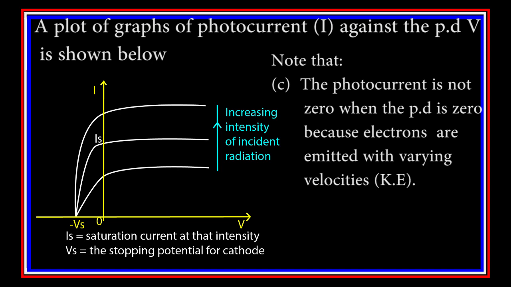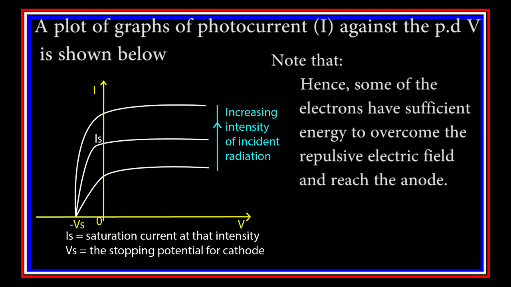C, the photocurrent is not zero when the PD is zero, because electrons are emitted with varying velocities or kinetic energy. Hence, some of the electrons have sufficient energy to overcome the repulsive electric field and make it to the anode.